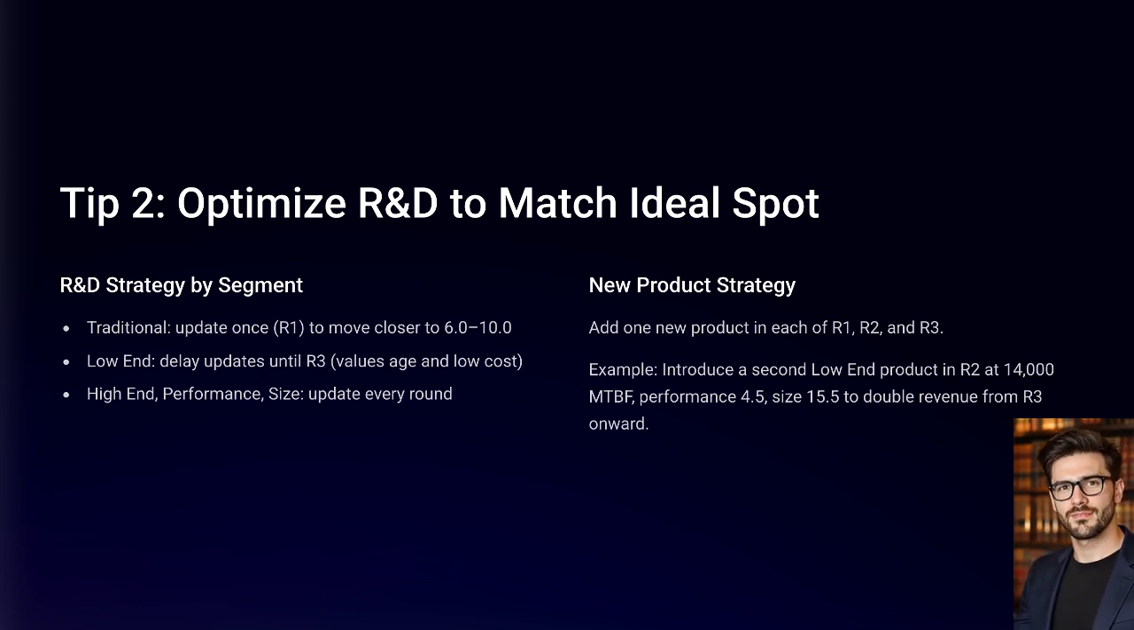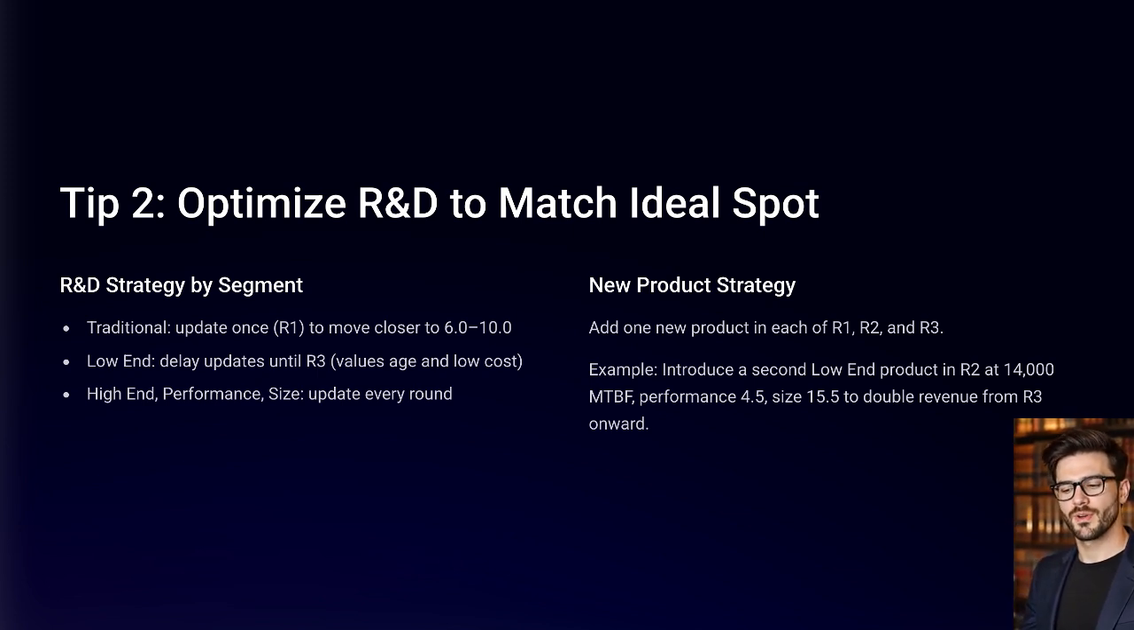Gear strategy: for traditional, update once, R1, to move closer to 6.0 and 10.0. For low end, delay updates until R3, as this market values age and low cost. For high end, performance, and size, update every round if needed to keep pace with fast-changing customer demands.